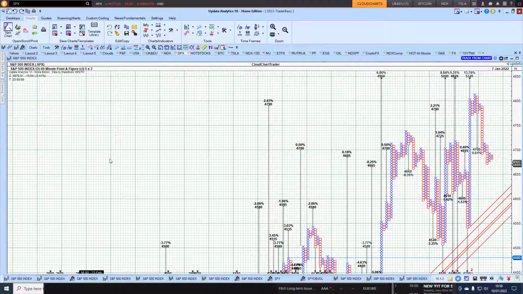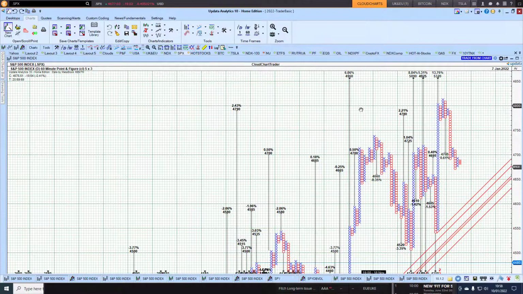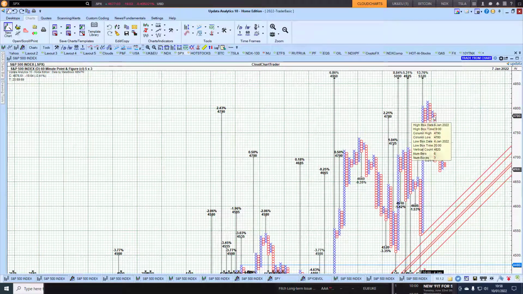Looking at the 60-minute point and figure, we can see it hit those upside targets, 4780, 4790, and then reversed lower after hitting those targets. It generated a sell signal up here at 4800, and now took out the 4705 downside target. The next downside target is way down here at 4,490, but it will be interesting to see if we get a rebound of support in and around this cluster.